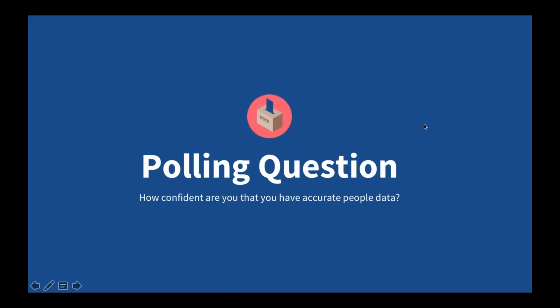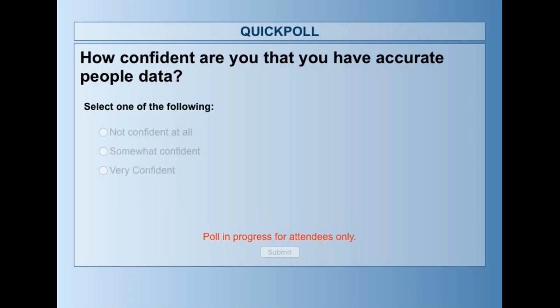So let's move on to the next polling question. Based on Dave's sharing of what we're calling people data, how confident are you that you have accurate people data within your variety of systems? Three choices: not confident at all, somewhat confident, or very confident. So Matt, we'll just give it a couple more seconds, see how everyone's feeling about that.